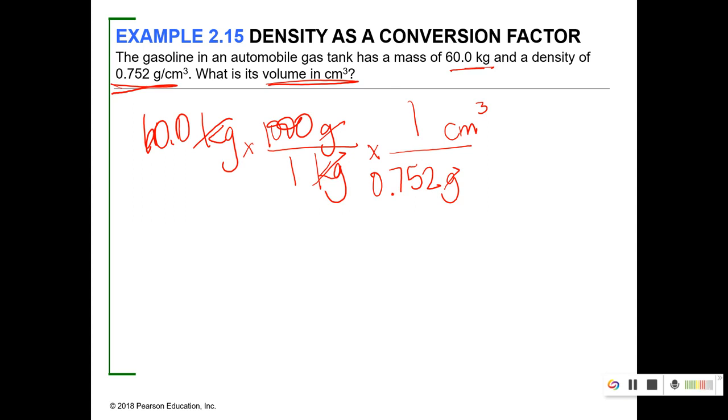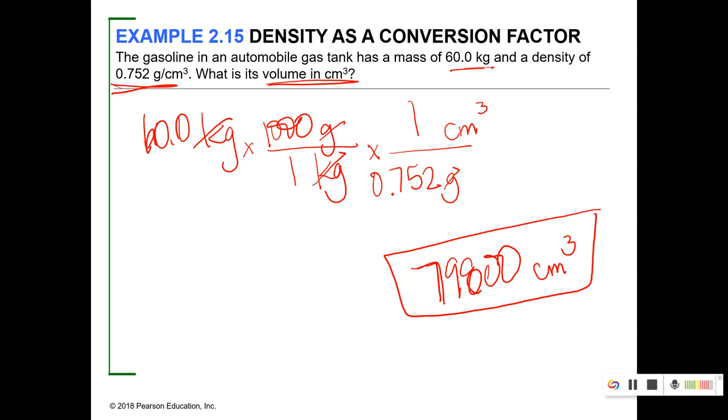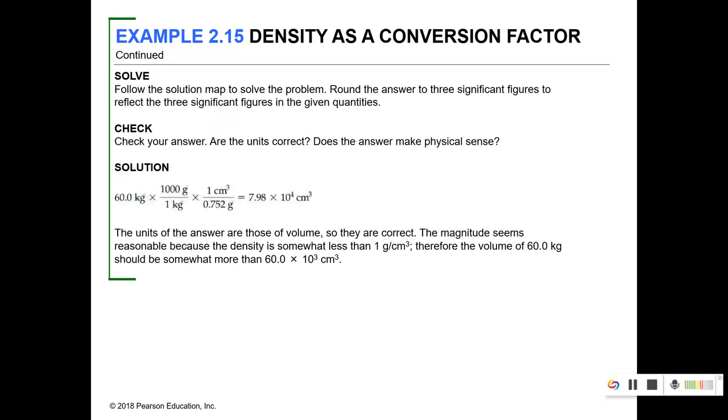So I do 60 times 1,000 divided by 0.752. So the volume of this gas tank is 79,800 centimeters cubed, which is pretty big. Normally we would probably measure this in liters, and if we did that, it'd be 79.8 liters, which is much more of a reasonable number.